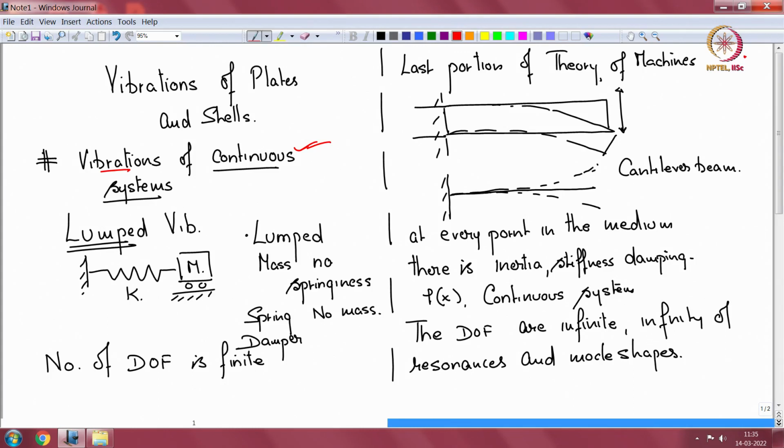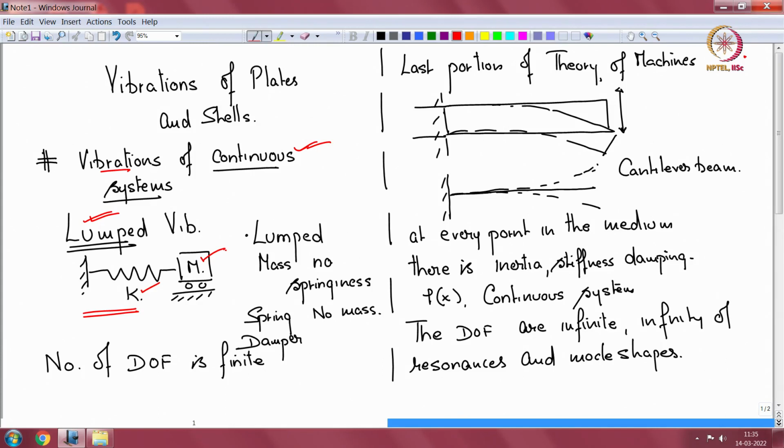You must have seen at some stage or the other a course on lumped vibrations. Okay, 1 degree of freedom, 2 degree of freedom systems. This must be familiar to you. So here I have a spring and a mass system. The spring constant is k and the mass has mass m. Okay. Now this is a lumped system.